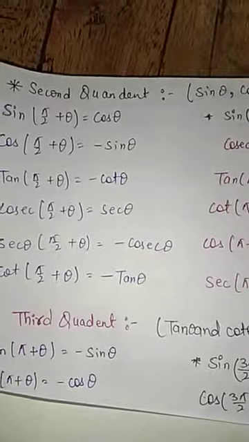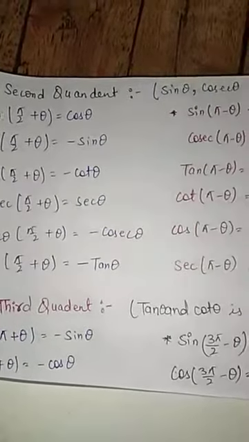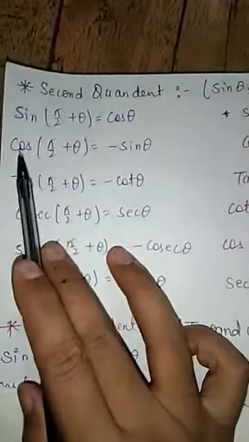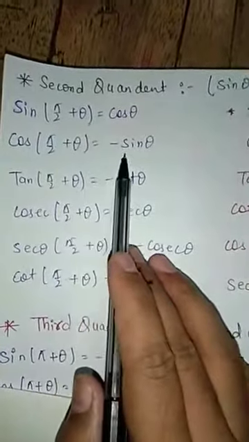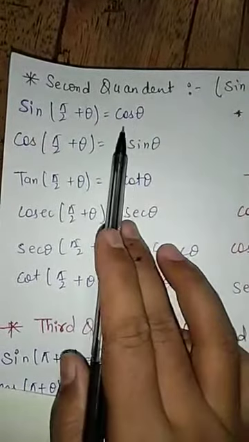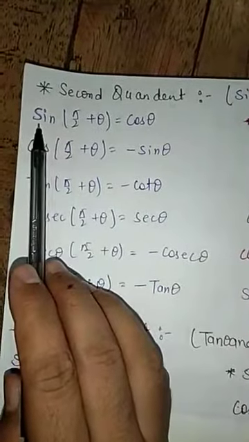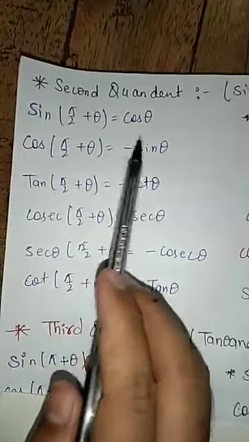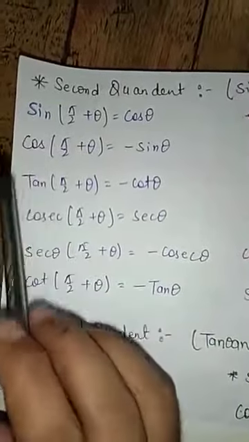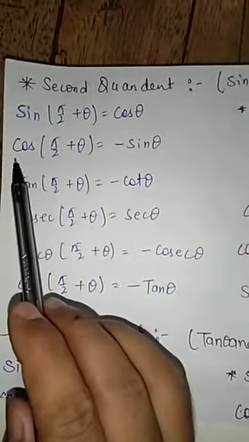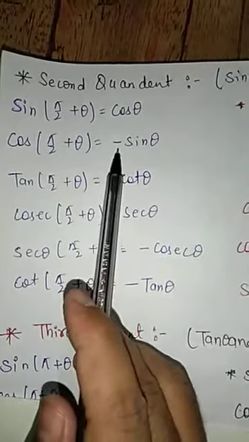So in the second quadrant, you can see that sin theta and cosec theta are positive, except all are negative, such as sin pi by 2 plus theta is equal to cos theta, and cos pi by 2 plus theta is negative sin theta. About the signs: here sin is positive because in the second quadrant sin is positive, but here cos is negative in the second quadrant, so when cos changes into sin, the sign will be negative.